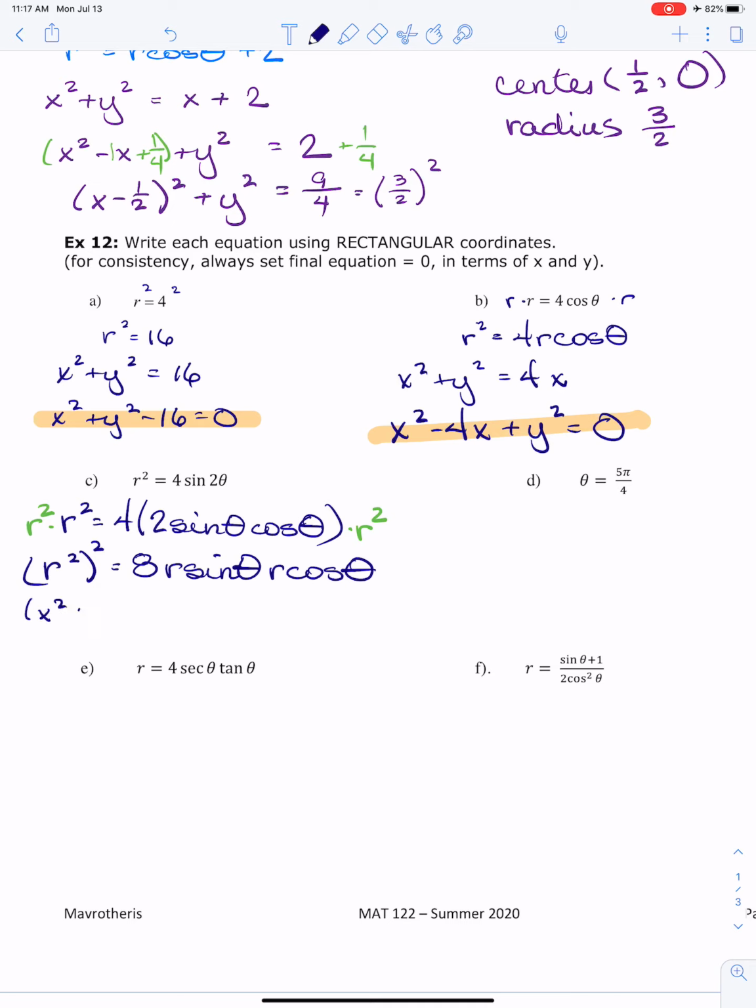I got x squared plus y squared equals 8xy. I can multiply out that left side. I get x to the 4th, x squared squared, plus 2x squared y squared, plus y to the 4th. And because they asked me to, I'm going to move that 8xy to the other side so I can set this equal to 0.